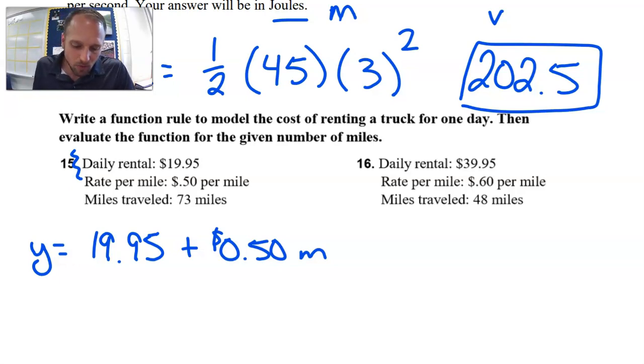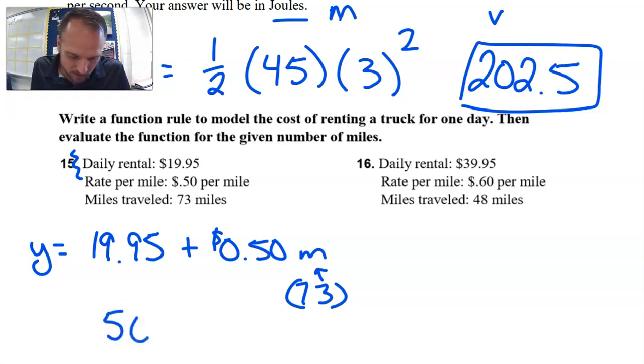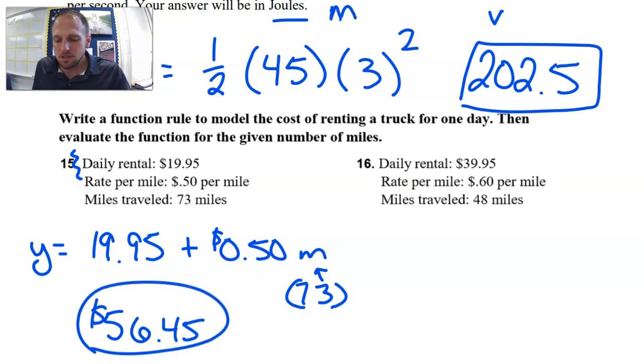Now it says evaluate it. So this is where we just have to put 73 in for M. So just take 19.95 plus 0.50 times 73. And that's going to be $56.45. That's it.